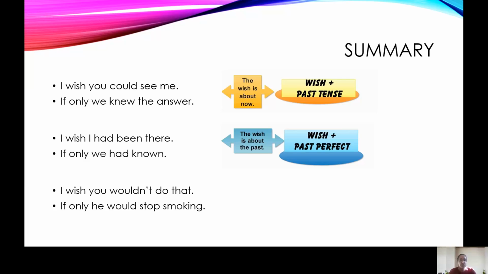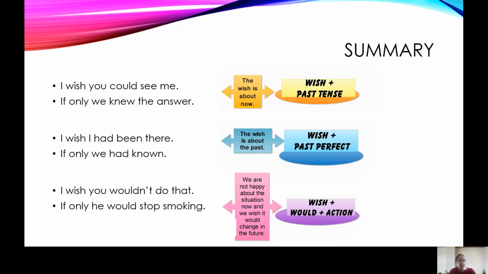I wish you wouldn't do that. If only he would stop smoking. With wish, with would, and an action, we're showing that we're not happy about the situation now and we want it to change in the future.